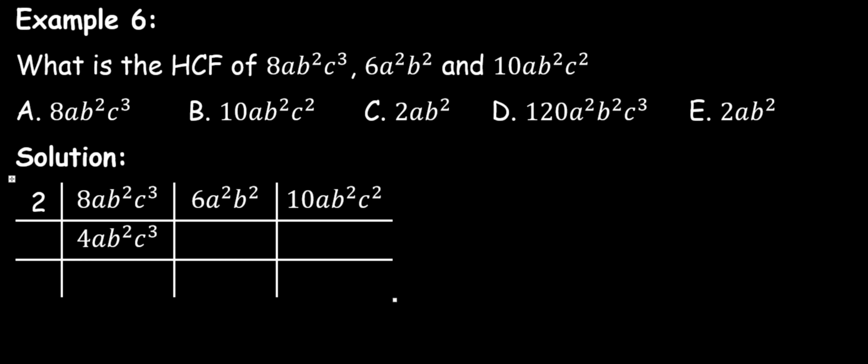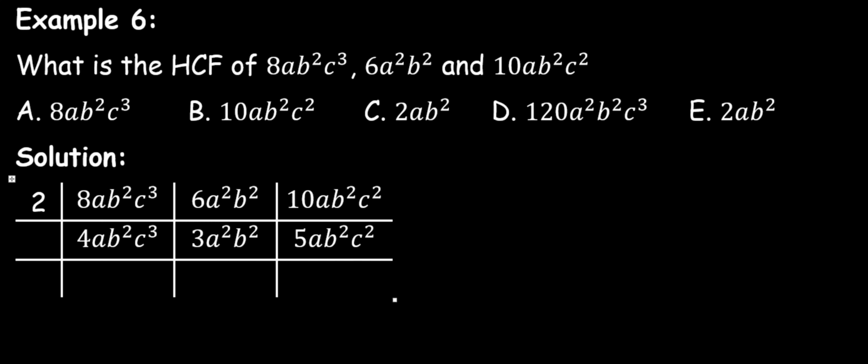2 divides 6 to give you 3. You bring down your A squared B squared along with it. 2 divides 10 to give you 5. You bring down your AB squared C squared along with it. In the resultant value, there is no common numerical factor that can divide through again. So we stop in terms of numbers. Now we start observing the letters.